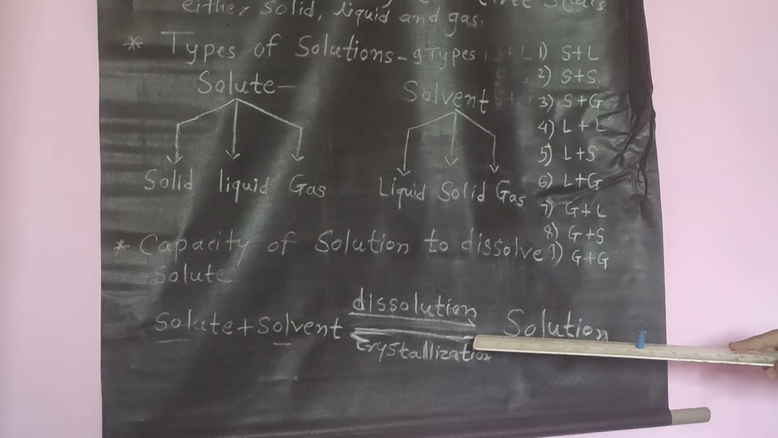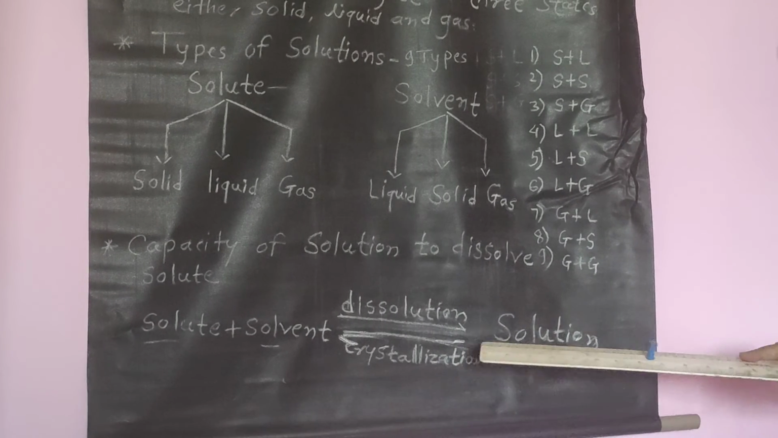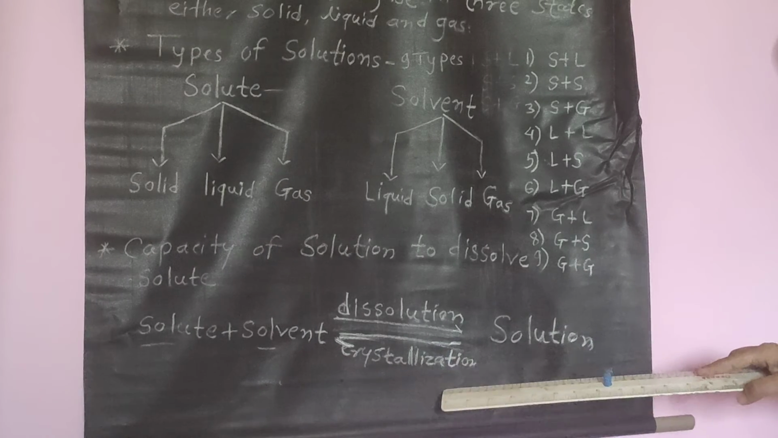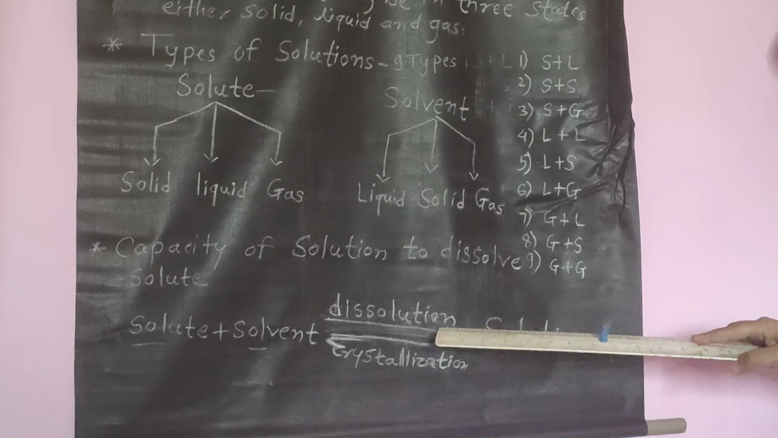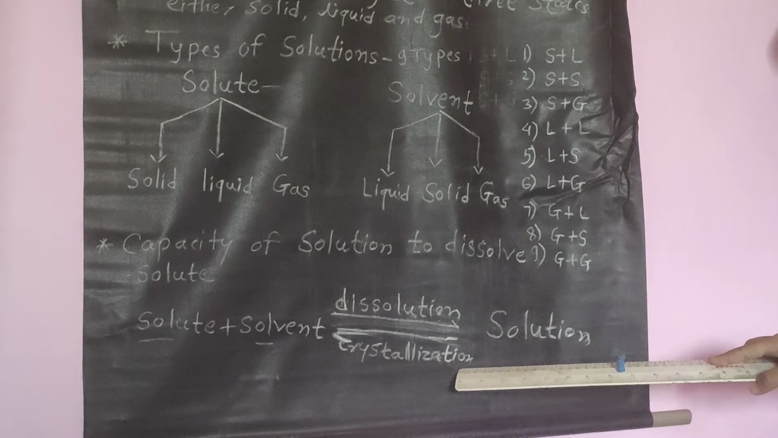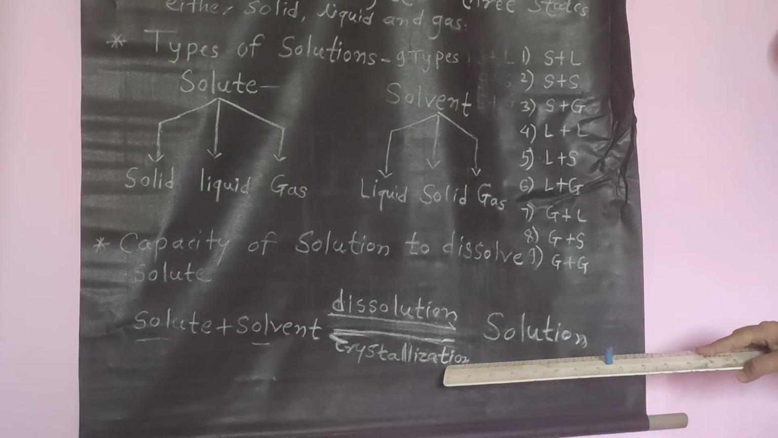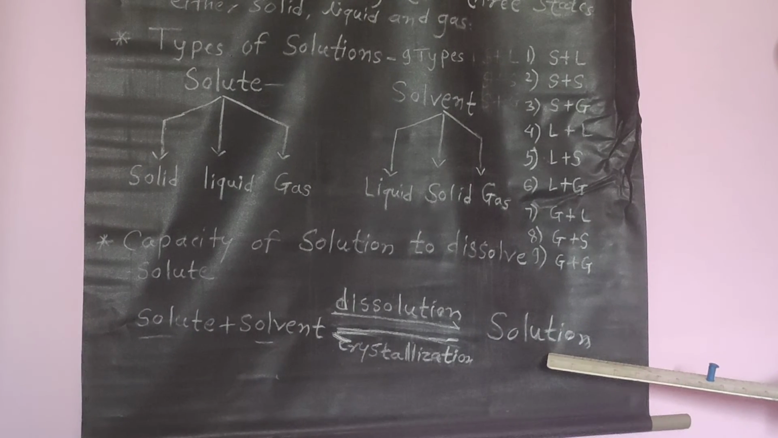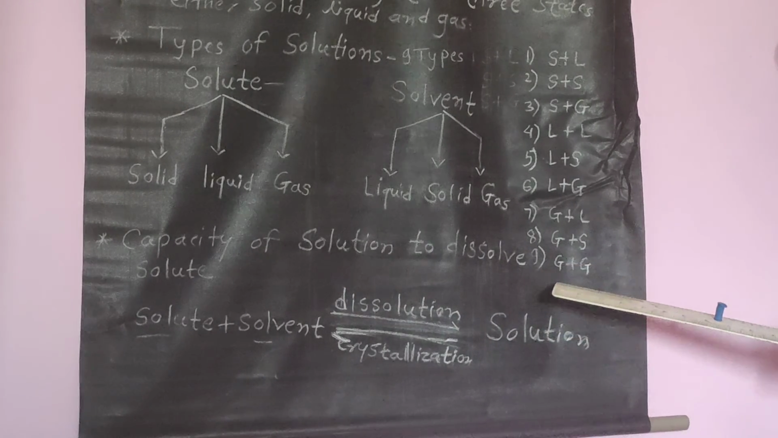In this saturated solution, dynamic equilibrium is reached. At this point the crystals are formed, and the process of crystal formation is called the crystallization process. We will see the crystallization practical demo also, and when the crystals are heated, then again we will prepare the solution. This is the capacity of solution to dissolve the solute.